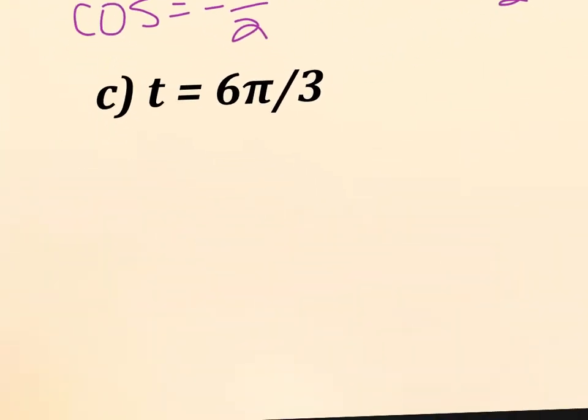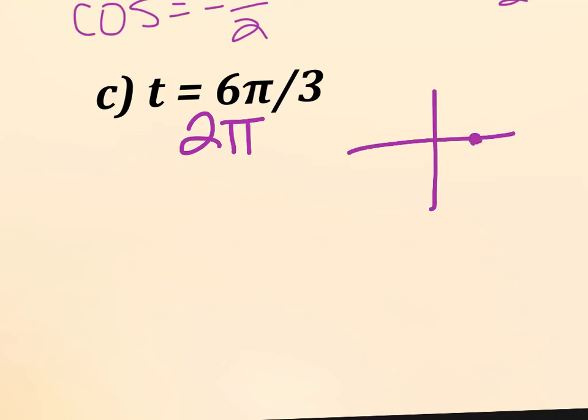Then I go to C. Now this is an over 3, but this is an exception to my rule. Why? It's actually able to be reduced, right? So 6 over 3 becomes what? 2 pi. So you want to reduce it before you figure out what the point is, because 2 pi, we know where it is, right?